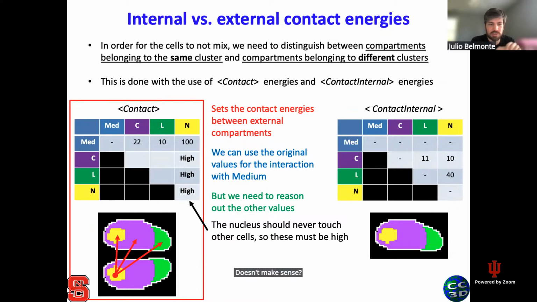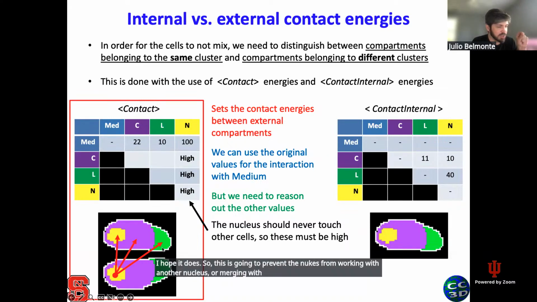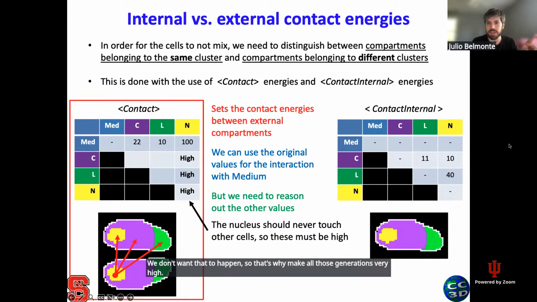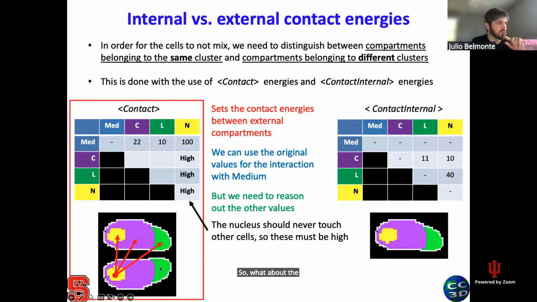I hope it does. So this is going to prevent the nucleus from merging with another nucleus or merging with the other cytoplasm or with the other cell. We don't want that to happen, so that's why we make all those energies very high. Okay. So what about the energy of the other compartments with these other ones, the cytoplasm, lamellipodium, and lamellipodium cytoplasm? Should they be high or low?